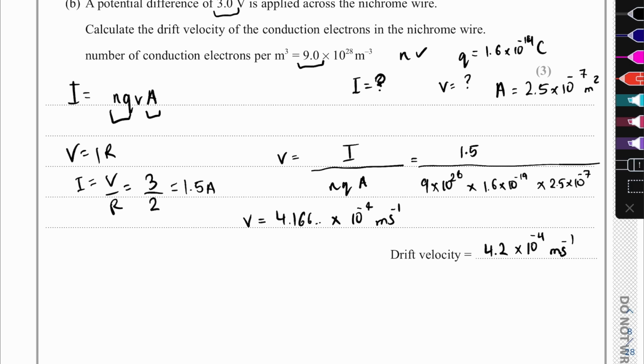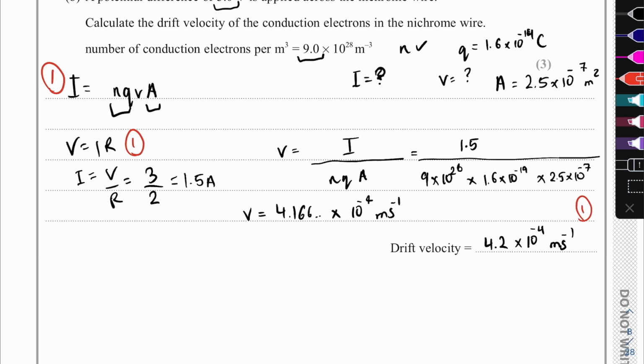So what are the marks we get for this question? We get 1 mark for using the equation I equals NQVA. So just writing the formula down is very important. You might just get 1 mark. Then we have to work out I, we use V equals IR, so that's the 2nd mark. And the 3rd mark is to get the final answer, combining the 2 equations together.